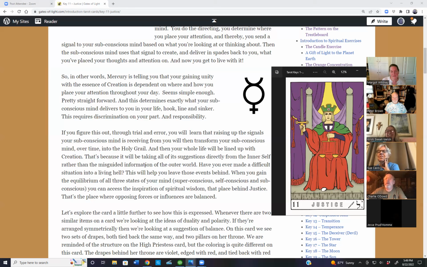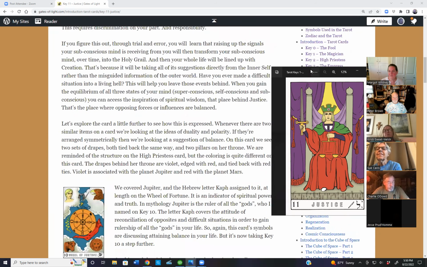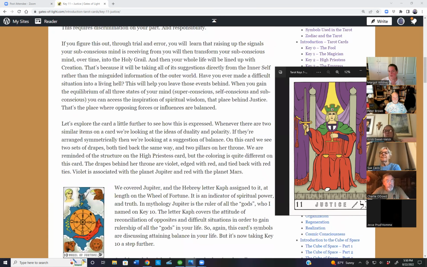When you gain the equilibrium of all three states of your mind, superconscious, self-conscious, and subconscious, you can access the inspiration of spiritual wisdom, that place behind justice, back here. Lovely place back there. That's the place where opposing forces or influences are balanced. So that's great fun back there. We'll move her over just a little so we can read everything. Let's explore the card a little further to see how this is expressed.